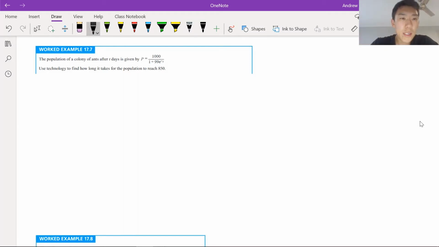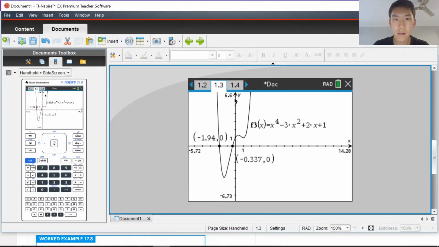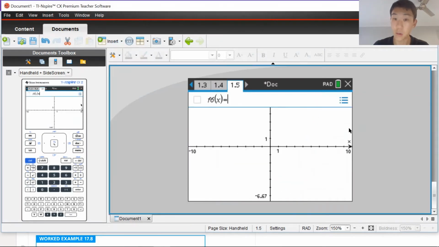All right, 17.7. The population of a colony of ants after t days is given by p equals that. Use technology to find how long it takes for the population to reach 850. All right. Use technology, right? Simple enough. Let's do this. Graphically graph it.